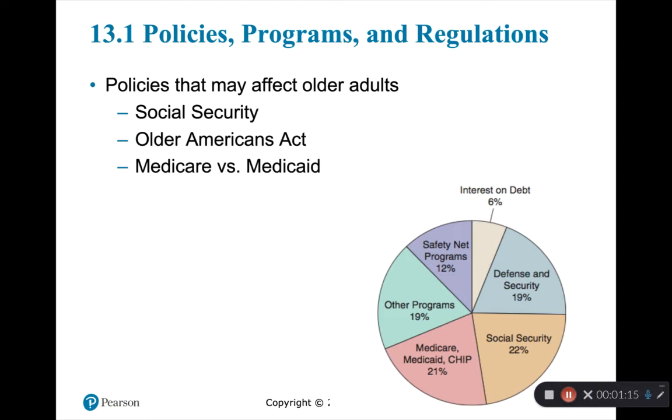This chart shows how the government budgeted for some of these programs in 2013. You can see that Social Security and Medicare and Medicaid each take up a chunk of the budget, but there are other things such as defense and security that are in the budget as well.